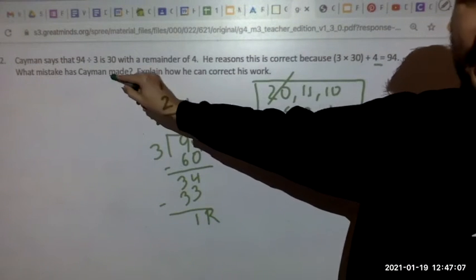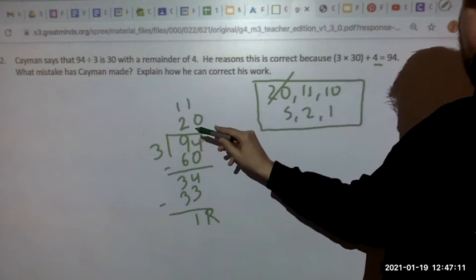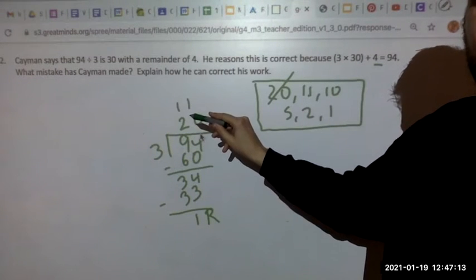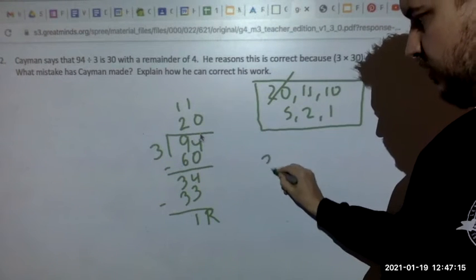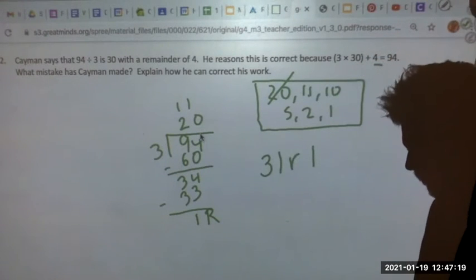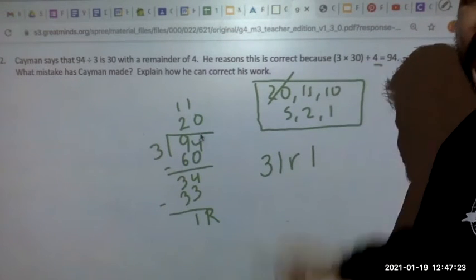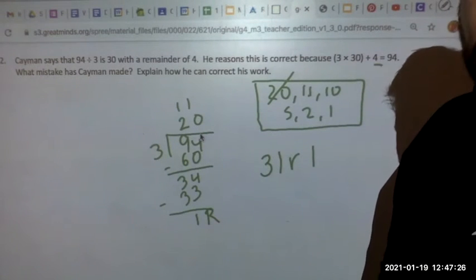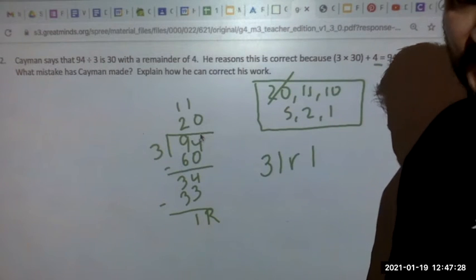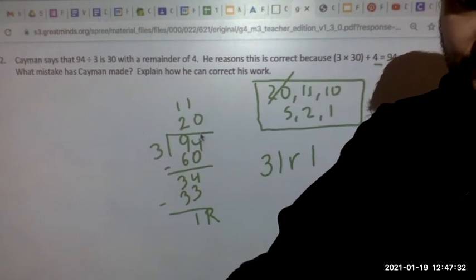So he said 94 divided by 3 is the same thing as 30. It's really not 30. It would be 20 plus 10 would be 30, plus 1 more would be 31. 31, remainder of 1. His mistake was he didn't make sense of his remainder. He had to keep going with his division. All right, so we're going to continue. Let's look at question number 2.